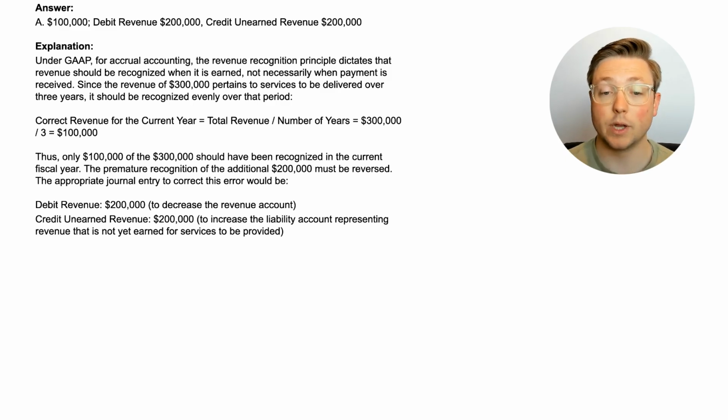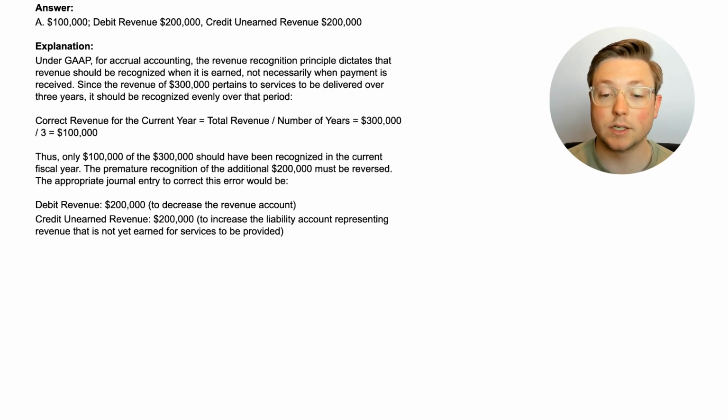Since the revenue of $300,000 pertains to services to be delivered over 3 years, it should be recognized evenly over that period. So again, the correct revenue for the current year is that total revenue of $300,000 divided by the number of years that it's going to be used, and that gives you $100,000 in the current year. Thus, only $100,000 of the $300,000 should have been recognized in the current fiscal year.